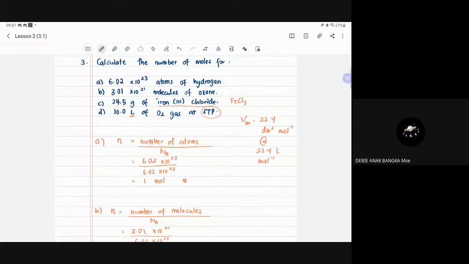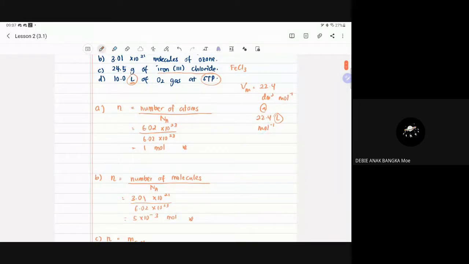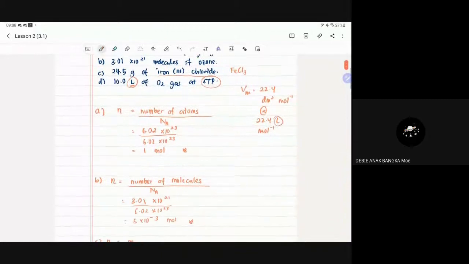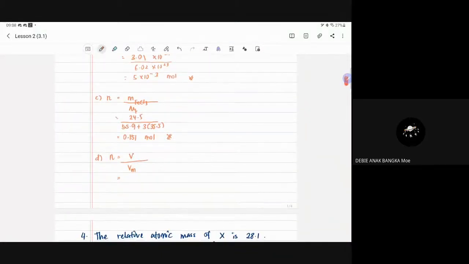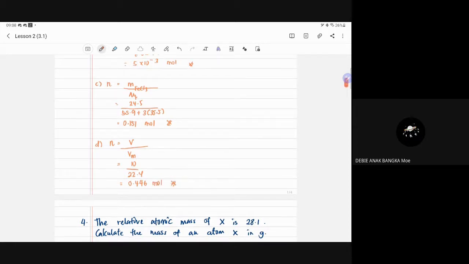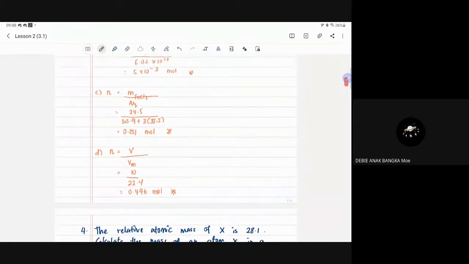Unit dia kena tally. You have to make sure that the unit of volume must be the same. So here dia bagi liter. Okay. So kita guna terus value dia. Kalau dia bagi contohnya dalam bentuk ml, you have to change it into L. Sekejap lagi saya bagi contoh. Okay. So, the volume here, you are given 10 liter. Divide by 22.4. And you should get 0.446 mole. Okay. Is that clear? Jelas tak?